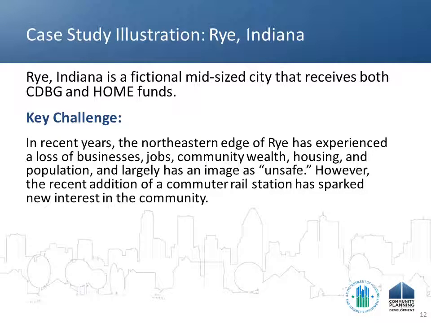After an exploratory process, the city designated Northeast Rye as one of its geographic priority areas in its consolidated plan, and its staff worked with the community to develop strategies to further stimulate investment while addressing the needs of existing residents. The following slides will explain how the city and community members approached the planning process and determined what was needed to revitalize Northeast Rye.